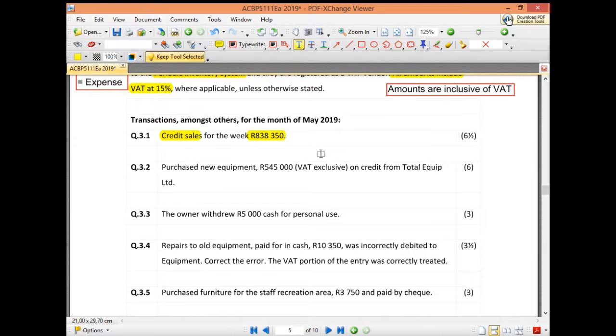Let's start with the first one. If we have credit sales, that means the customer purchased on credit. When I've got credit sales, it goes to debtors control, because it's on credit. And then the other account is the sales account to account for the sales. Now, what am I going to debit? What am I going to credit?